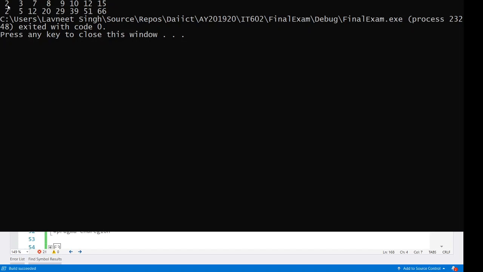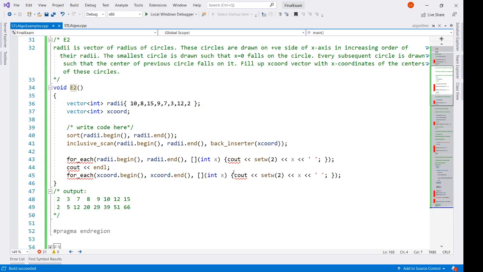This is the sorted vector of radii, and then this is what our inclusive scan does. It gives us the coordinates of the centers of circles, which meets the condition that the previous center falls on the current circle, right? So 2, 3 is added to 2, 5, 7 is added to 5, 12, 8 is added to 12, 20, like that. So we can solve this problem using the inclusive scan algorithm of STL.